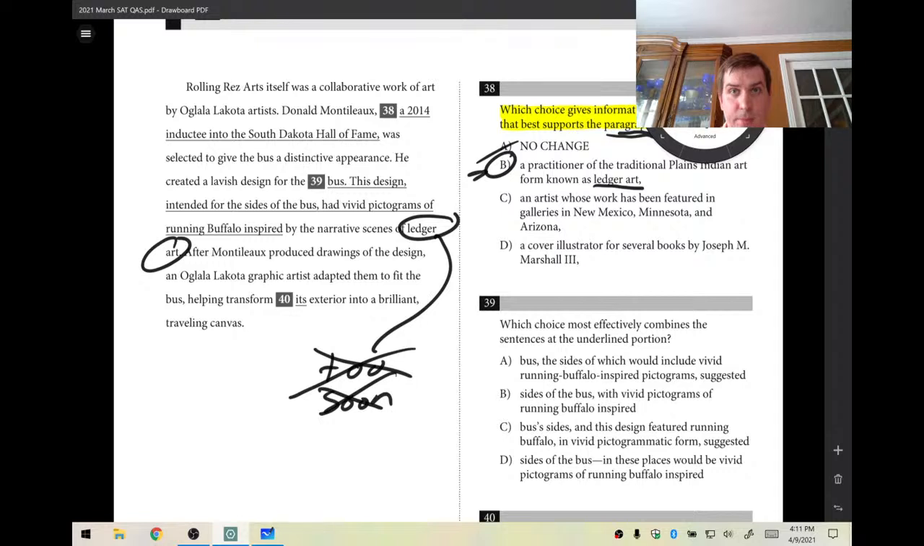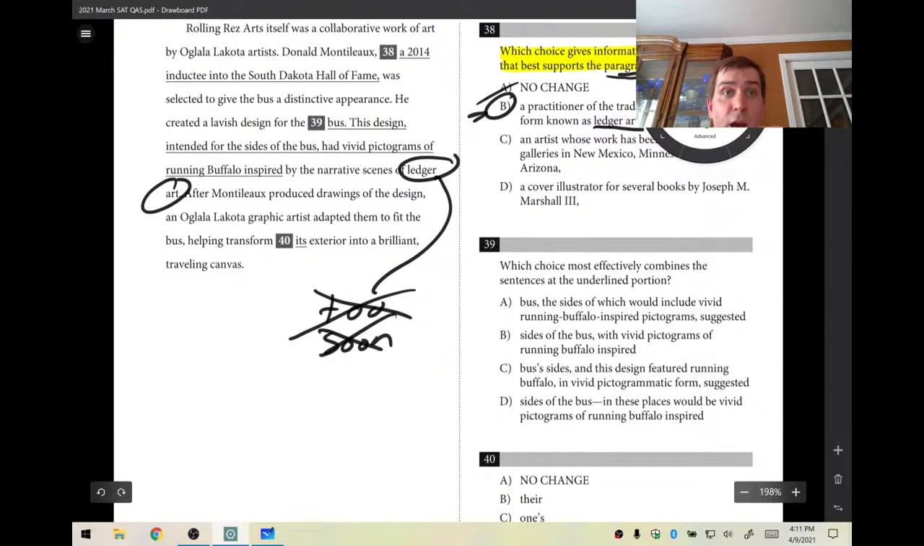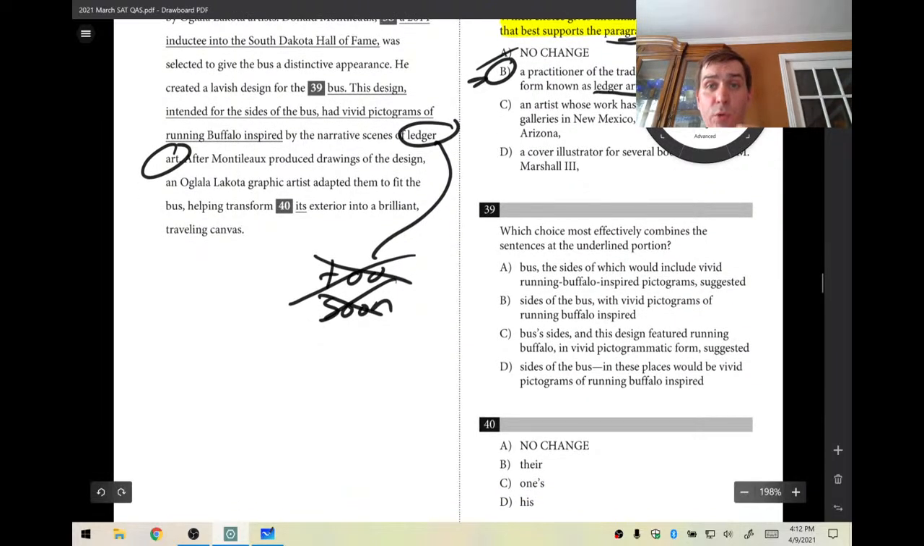That was 38, sorry. Okay, so now we're on 39. So now we are combining these two sentences. I'm going to read these sentences. He created a lavish design for the bus. This design, intended for the sides of the bus, has vivid pictograms of running buffalo inspired by the narrative scenes of ledger art. Which choice most effectively combines the sentences at the underlined portion?